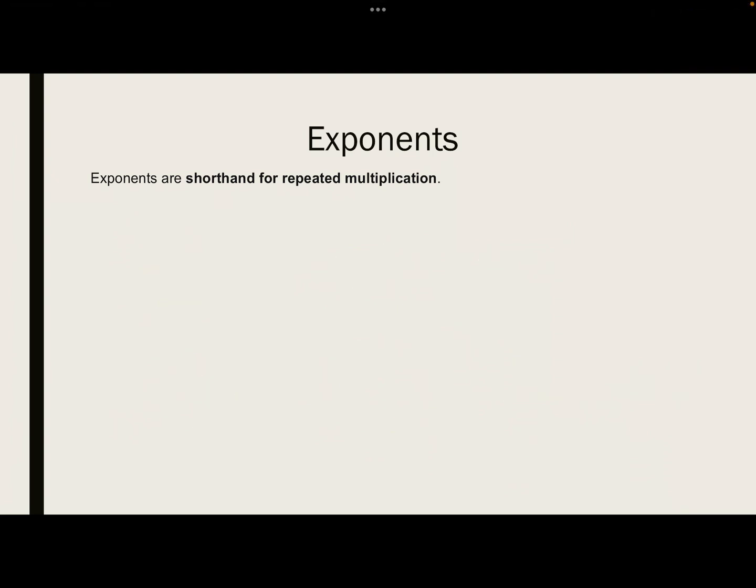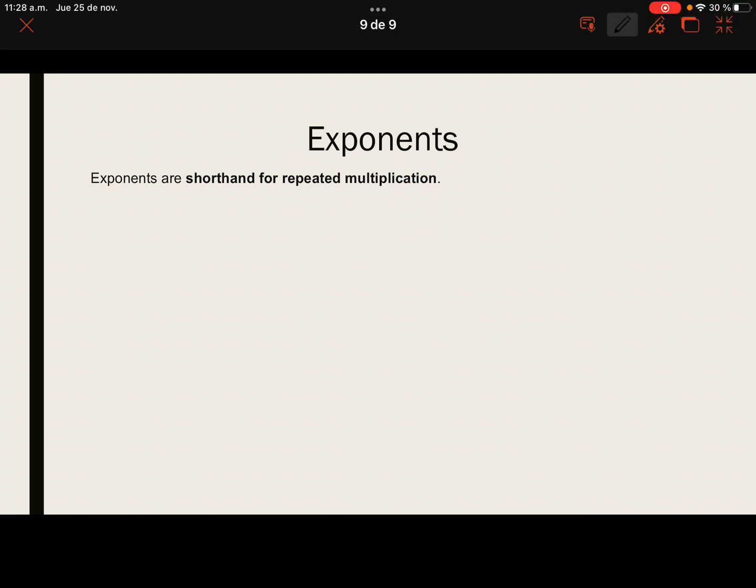Now, what about exponents with decimals? In a similar way, we have the same conditions. For example, 0.5 squared, that is 0.5 times 0.5. You have to solve the multiplication, and you can see that the answer is going to be 0.25. Okay?